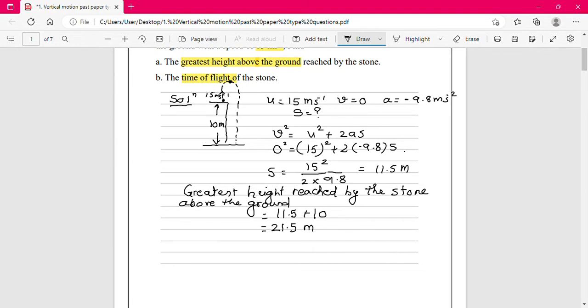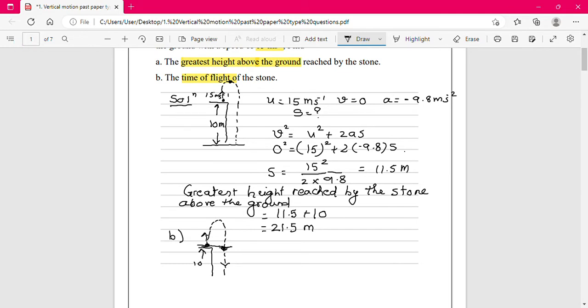Now let us come to part B. You want the time of flight. Here, keep it in mind that again the stone is projected from the top of the cliff. It goes to the maximum height and comes back to the same level. So vertically, what will be the displacement of the stone? It is coming back to the same level. That means the displacement is 0.